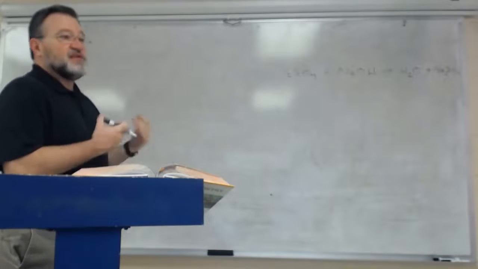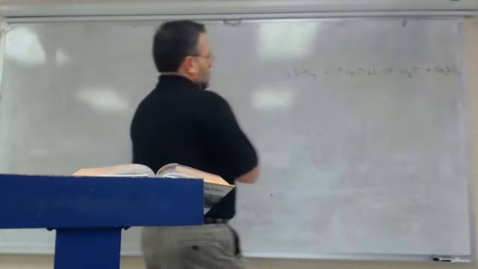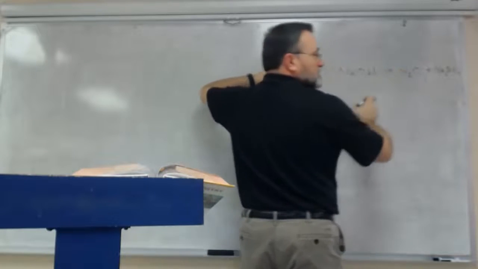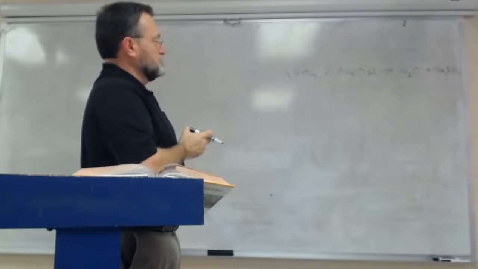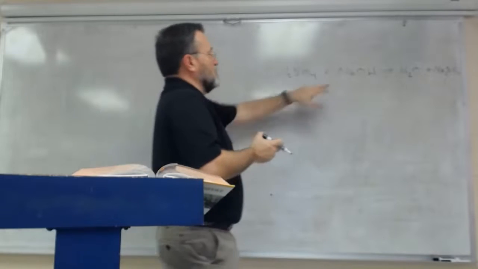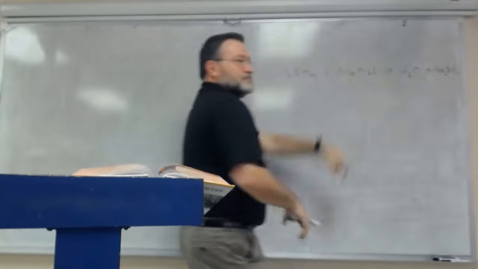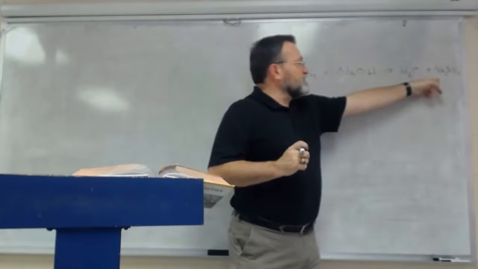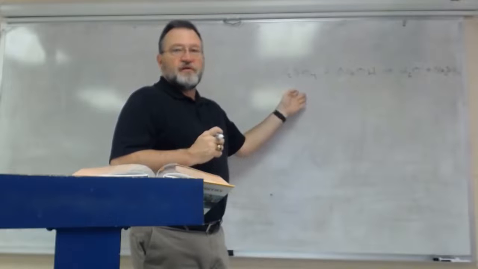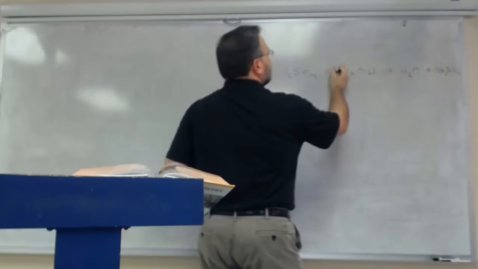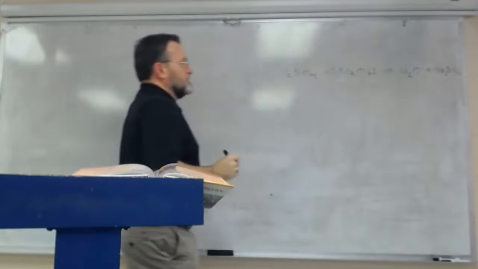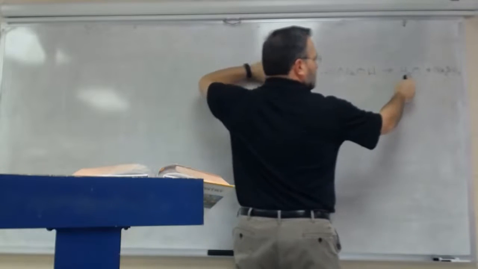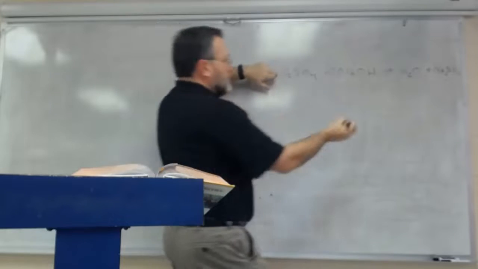Okay, now I'll step back and take a look at it. Is it balanced? Well, 1, 2, 3... 1, 2. Not balanced. What do you propose? Where are we lacking? We've got 2 sodiums over here, right? How many sodiums do we have over here? 1. So how do we get 2? Add a 2 in front of the sodium hydroxide. What will that do? Now my hydrogens, 1, 2, 3, 4. Well, over here I have 1, 2. How do I get 4? Add a 2.